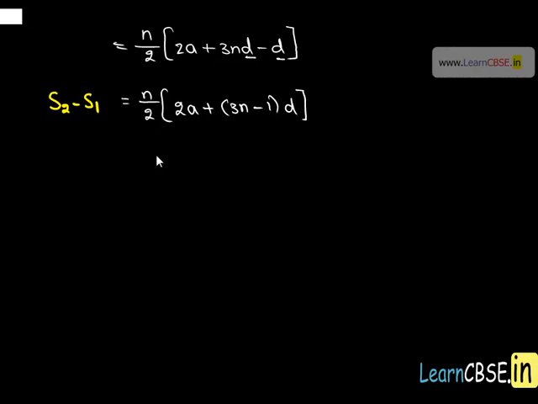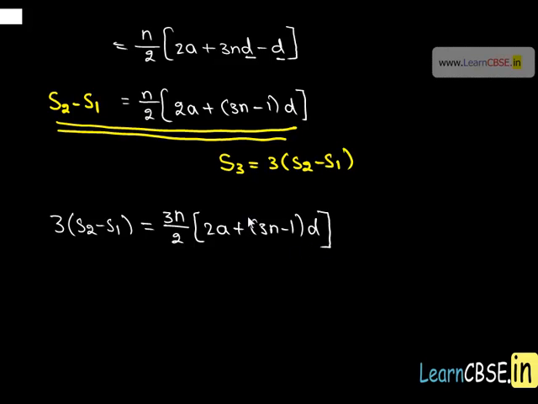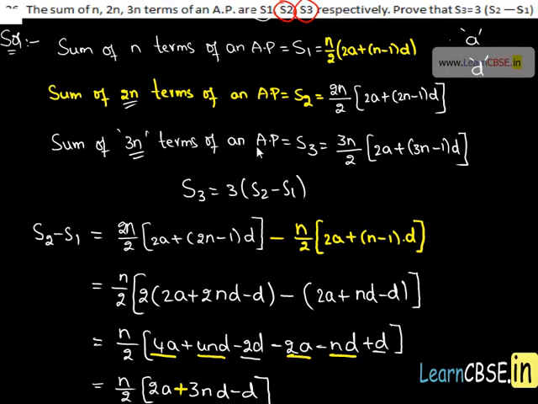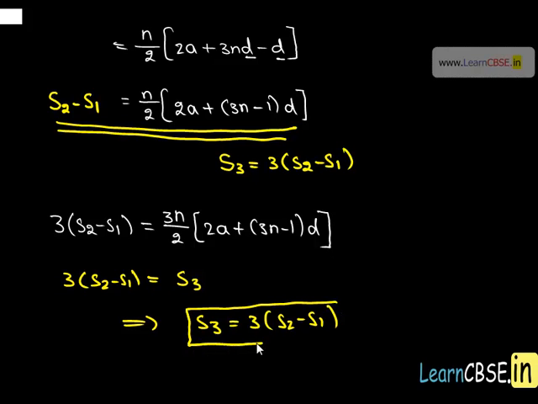What we have to prove? We have to prove S3 is equal to 3 times of S2 minus S1. We already have S2 minus S1. If we multiply this equation with 3, we get 3 times of S2 minus S1, which implies 3n upon 2 times 2a plus 3n minus 1 times d. It is exactly equal to S3. What is S3? S3 is 3n upon 2 times 2a plus 3n minus 1 times d, which is equal to S3. On rearranging, we get S3 is equal to 3 times of S2 minus S1. Hence, the given relation is proved.